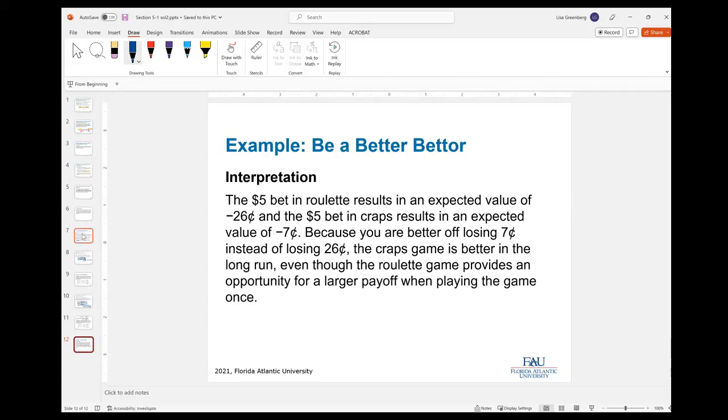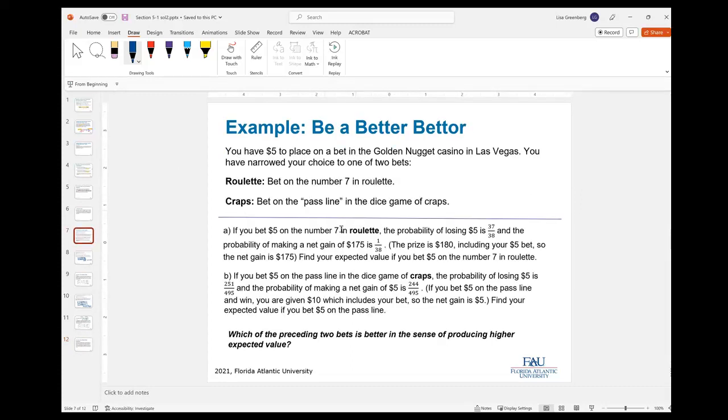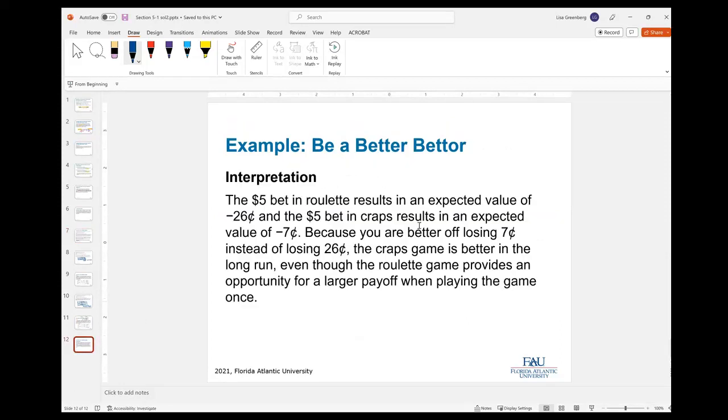So basically, if I play roulette, I could win $175. But if you can see this, the odds are very small that I will. So I would have a better chance playing more games of craps and producing a better win in the end. And that is basically the end of 5.1. Oh, I have problems to do. Never mind. Hold on.